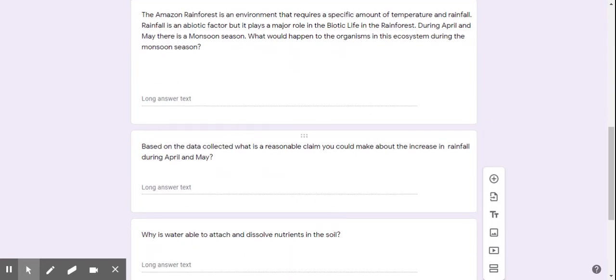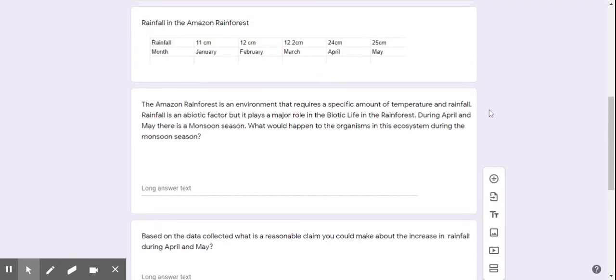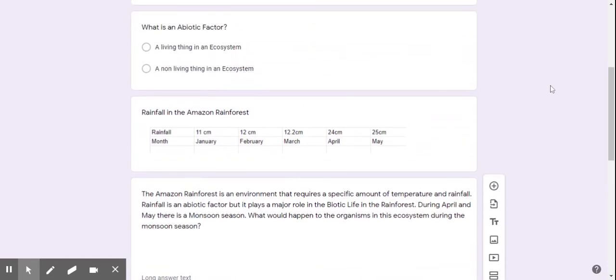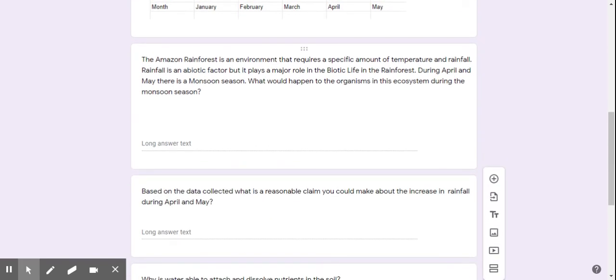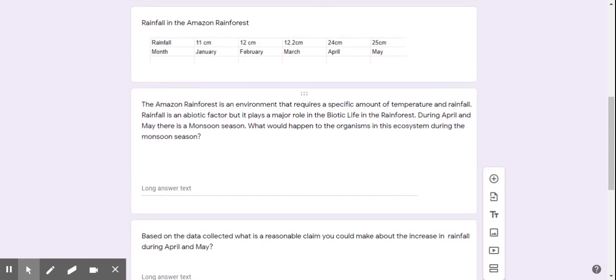Next one. Based on the data collected, what's a reasonable claim you can make about the increase in rainfall during April and May? We see that rain increases during April and May. The question says it right up there: during April and May, there's a monsoon season. So my prediction is that the rain increases because it's monsoon season. If monsoon season was not occurring, then I don't think the rain would have increased. Based on the data that I see, monsoon season does happen during April and May.